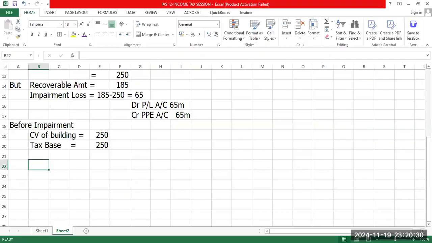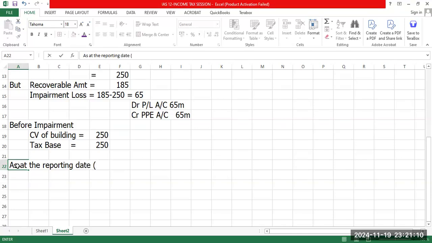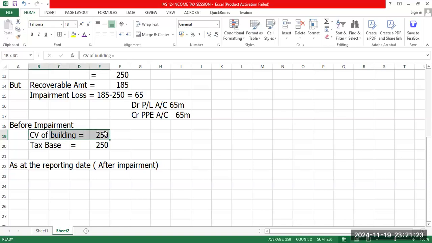Now, colleagues, you need to know that since we are trying to find out whether we have deferred tax liability or deferred tax asset, we need to compare the carrying value with the tax base. However, we need this as at the reporting date. And you see that as at the reporting date, this is actually after impairment. It means that the carrying value at the reporting date will not remain like this. But if you go ahead and compare like this, you'll find that you have no deferred tax, because the difference will be 0.